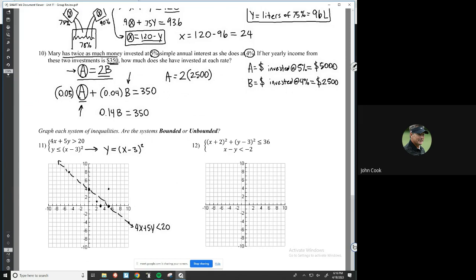And reflected. And then over 3, 1, 2, 3. And then up 9. And reflected. Okay, so yeah, here's how my parabola looks. And since it has an equal sign on it, it's going to be a solid line. So I can just draw directly through the points. Here's my parabola right there.